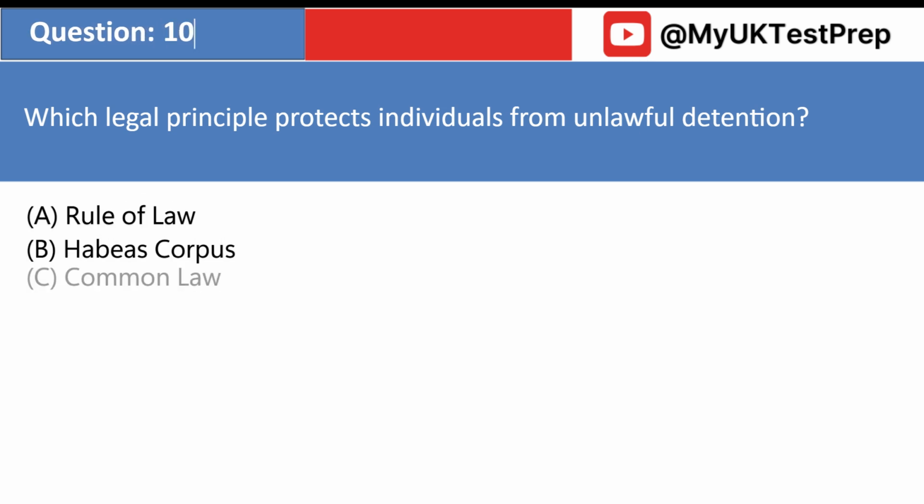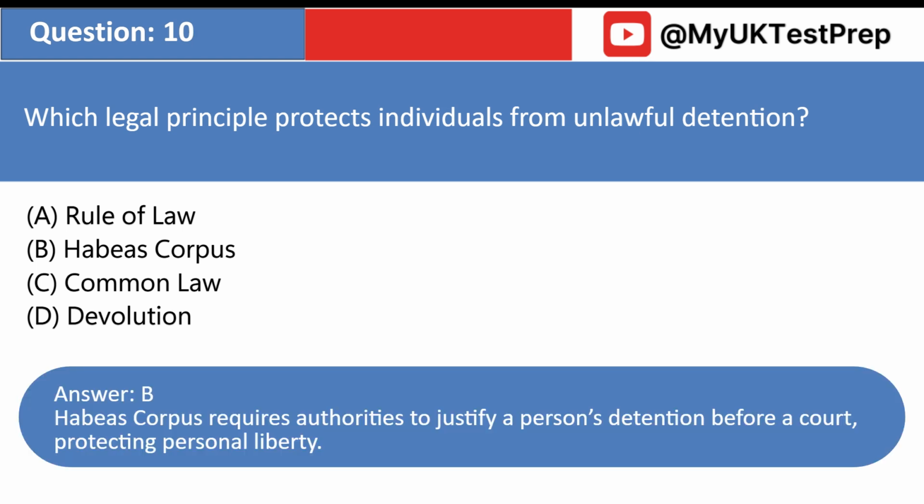Which legal principle protects individuals from unlawful detention? A. Rule of law. B. Habeas corpus. C. Common law. D. Devolution. Answer: B. Habeas corpus requires authorities to justify a person's detention before a court, protecting personal liberty.